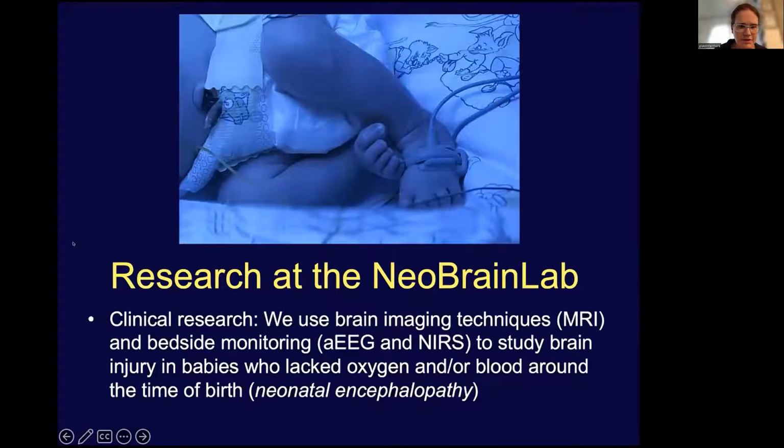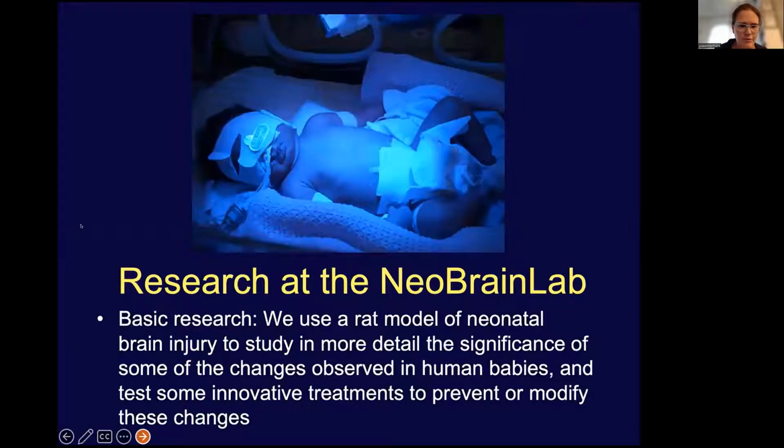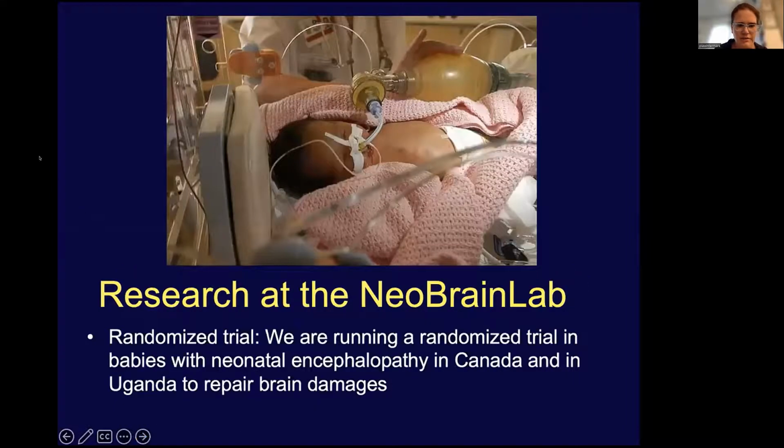So we have several parts in the lab. We do clinical research. We use brain magnetic resonance imaging and bedside monitoring to study how the injury in the baby develops. We have a basic lab where we have a rat model of the same disease in the baby, and we try to test the treatment to modify the brain injury. And then last, we are now running a randomized trial where we are trying one of these medications to see if it works in the baby after the promising results we got in rats. So we are running the trial in Canada and in Uganda.